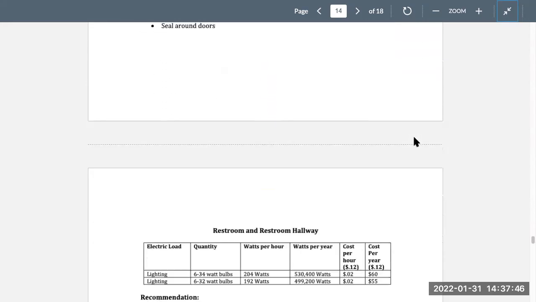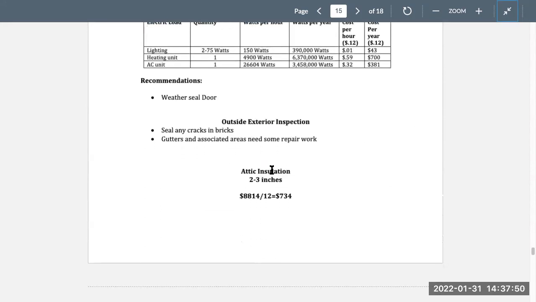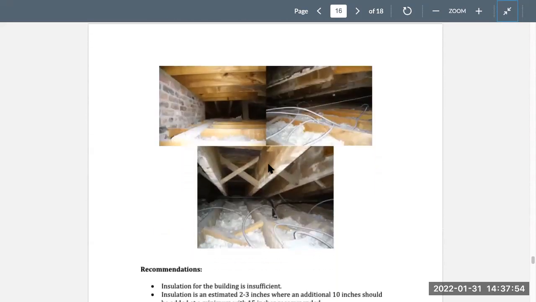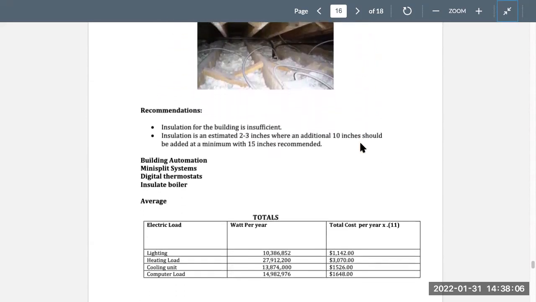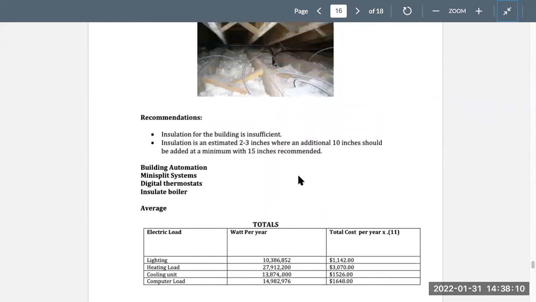I realized this thing was pretty big. The attic insulation was really bad. They only had a couple of inches of insulation in the attic, as you can see. 2 to 3 inches was all they had. That needs to be like 18 inches. We made some recommendations for them.